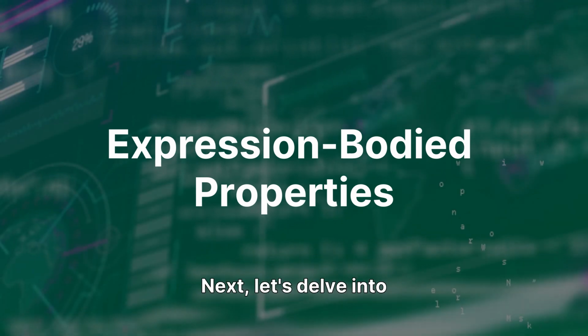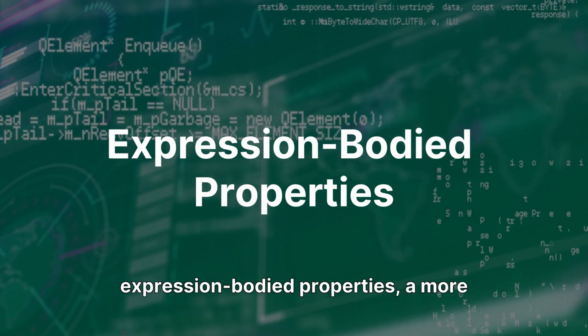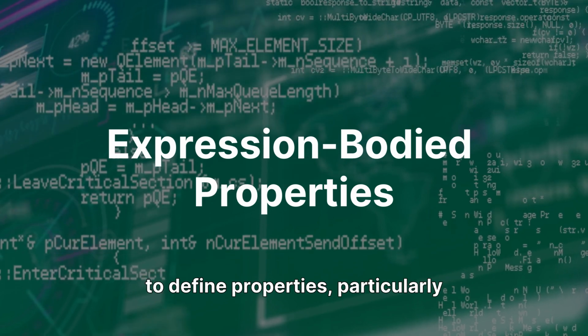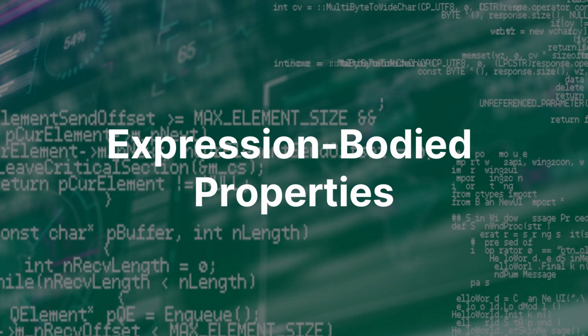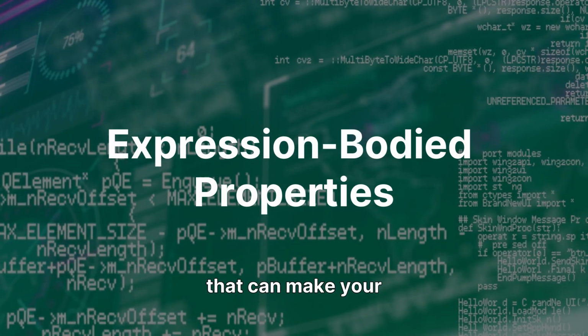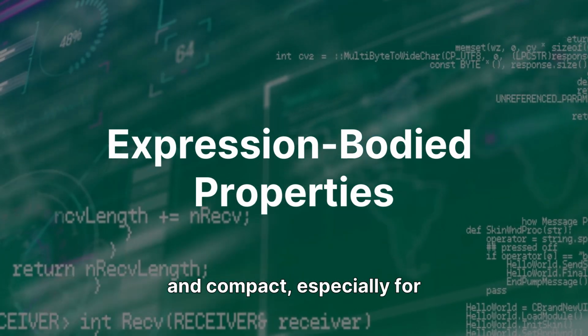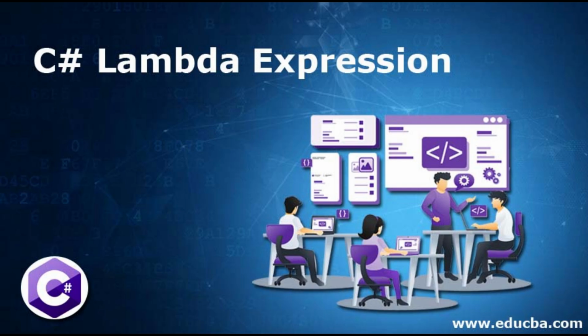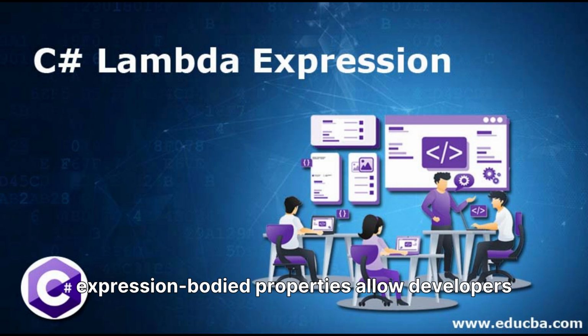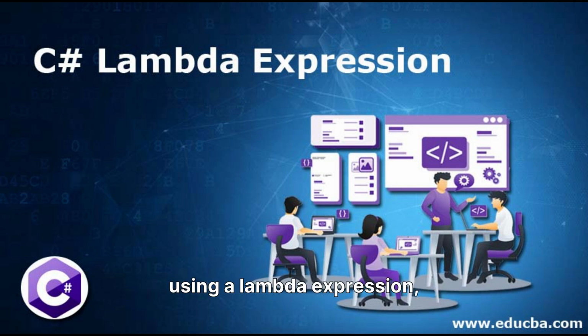Next, let's delve into expression-bodied properties, a more modern and concise way to define properties, particularly those involving simple, singular logic. They offer syntactic sugar that can make your code even more readable and compact, especially for computed properties. Introduced with C# 6, expression-bodied properties allow developers to define property accessors using a lambda expression, specifically the arrow operator. This makes property definitions remarkably compact and expressive for single statement logic.